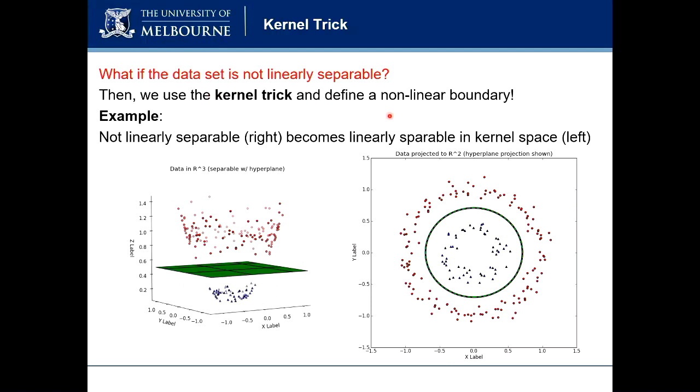What if the data set is not linearly separable? We can use the kernel trick and define a nonlinear boundary. As you have seen now with the support vector machine, I can define a phi of x, or I don't even need to define a phi of x. I only need a kernel function. The kernel function takes my data points and throws them to a kernel feature space defined by this phi of x. And I don't even need to know this phi of x.